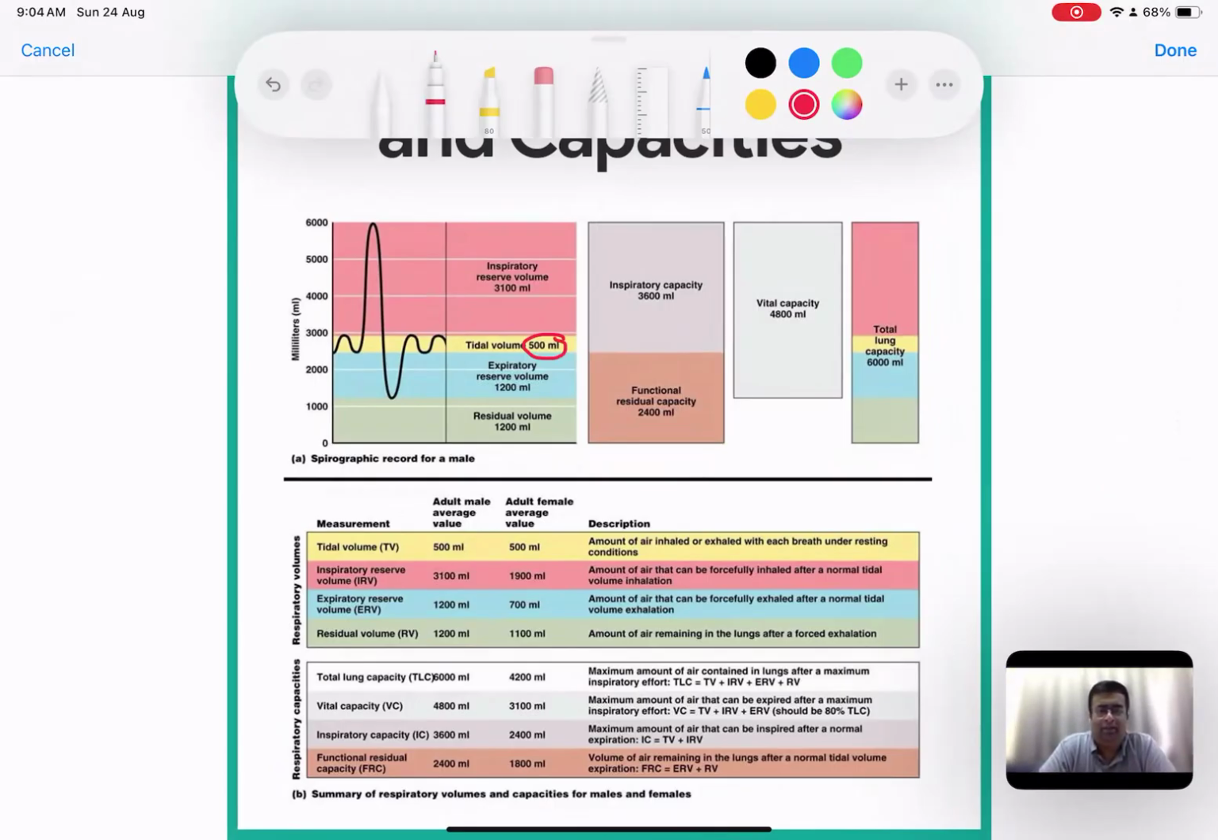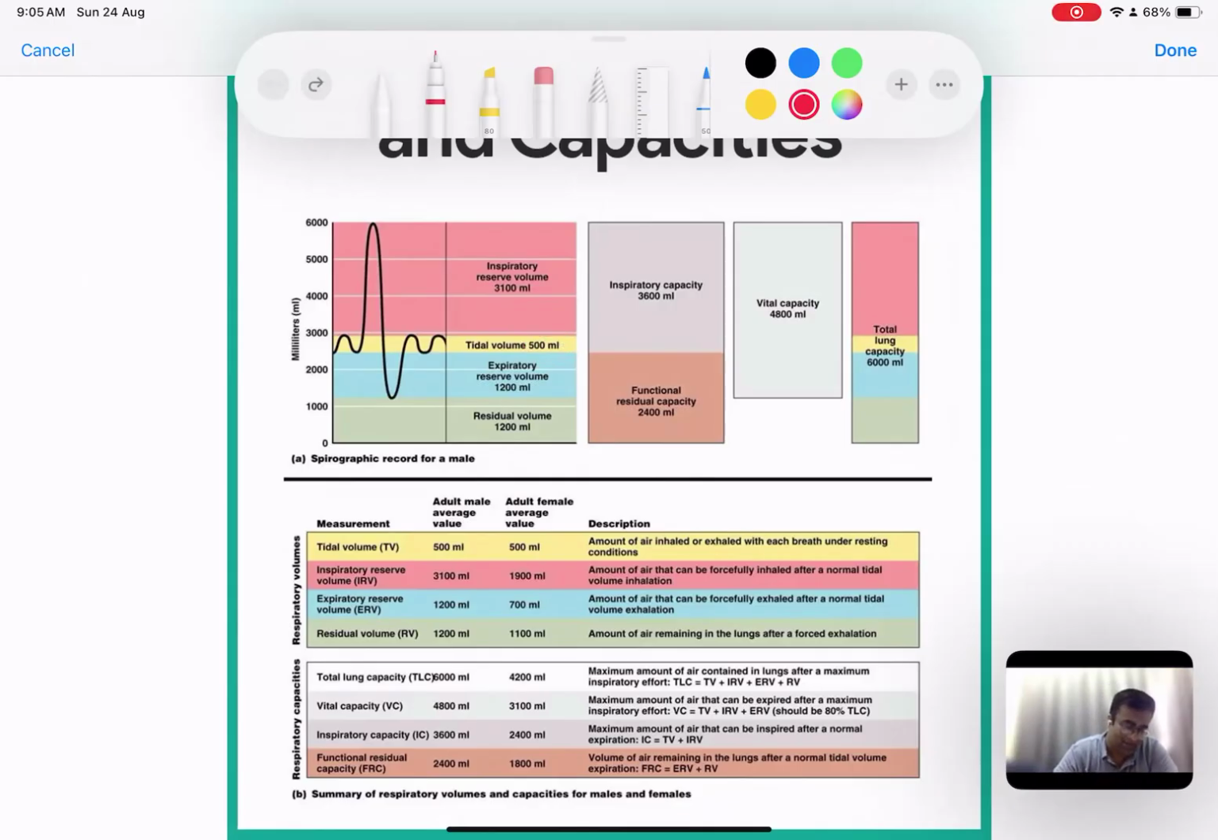Out of this 500 ml, about 150 ml remains trapped in the respiratory passages. That includes the trachea, bronchi, etc., from where direct exchange of gases cannot take place. So this 150 ml out of the 500 ml is not usable for exchange of gases. The remaining 350 ml which reaches the alveoli is called alveolar air. So the total volume of air that a person can breathe in or out during a normal effortless breathing is called tidal volume.